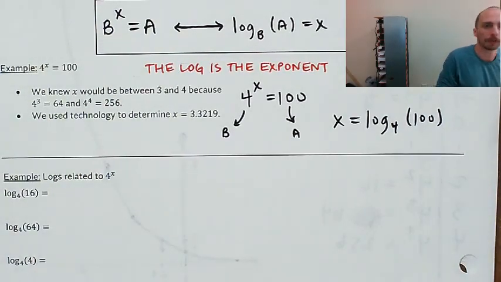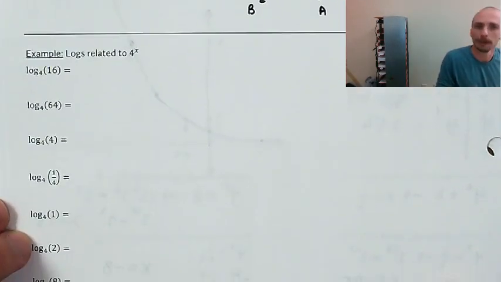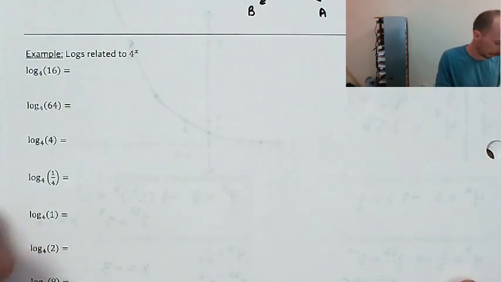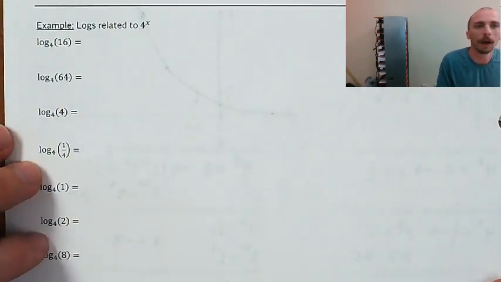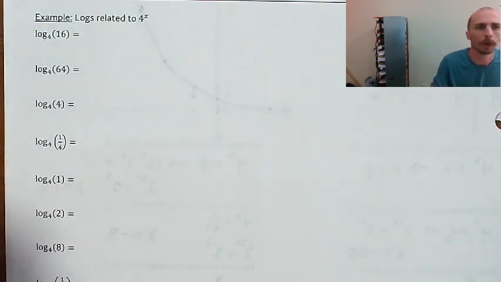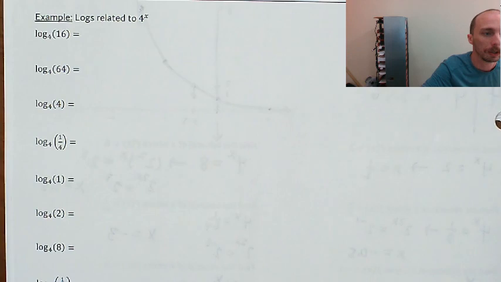All right. So now, some logs related to 4 to the x. I'm going to do a few of these, and then probably the last of them I'll let you try to figure out on your own and check your work against mine. I'm going to even copy in the fundamental question on the first one. What exponent am I putting on 4 to get 16?